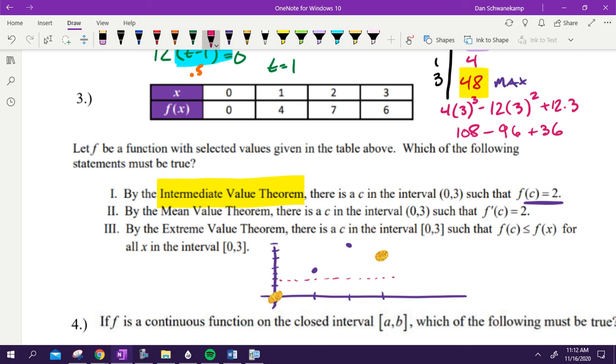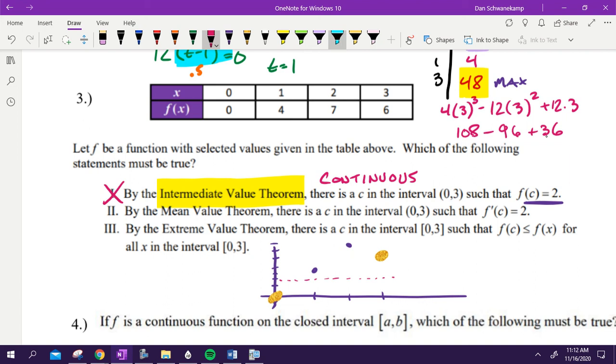Yeah, but no. Yes, that would totally be a true statement, but what did they not tell me? They didn't tell me it was continuous. So since they didn't tell me it was continuous, 1 is not true. If it said continuous, great, it's true. Didn't tell me that, so it's not true.